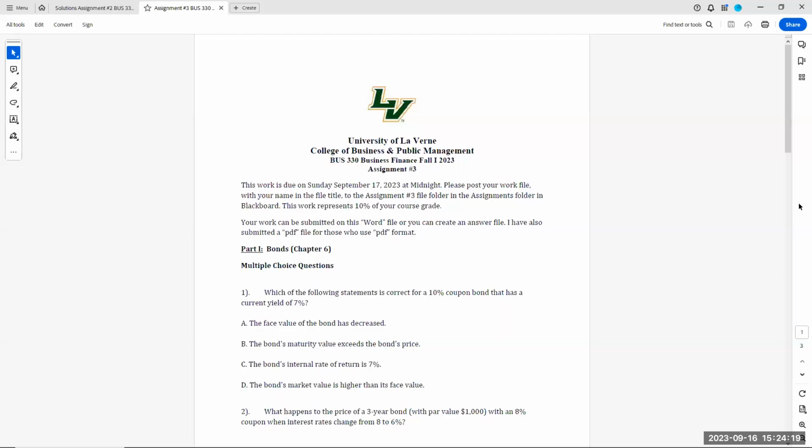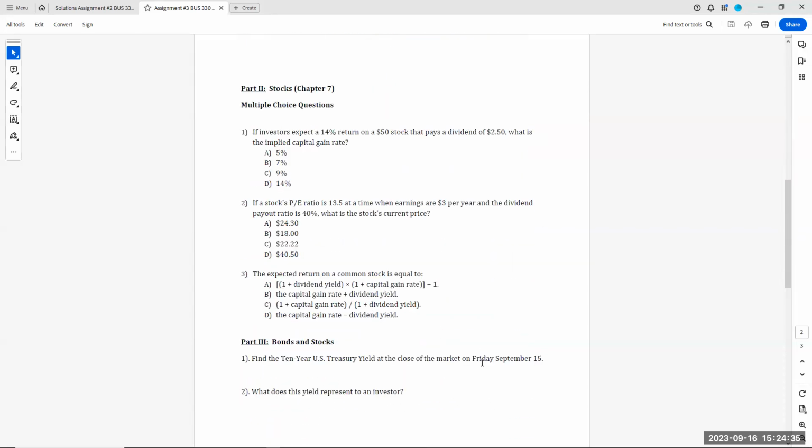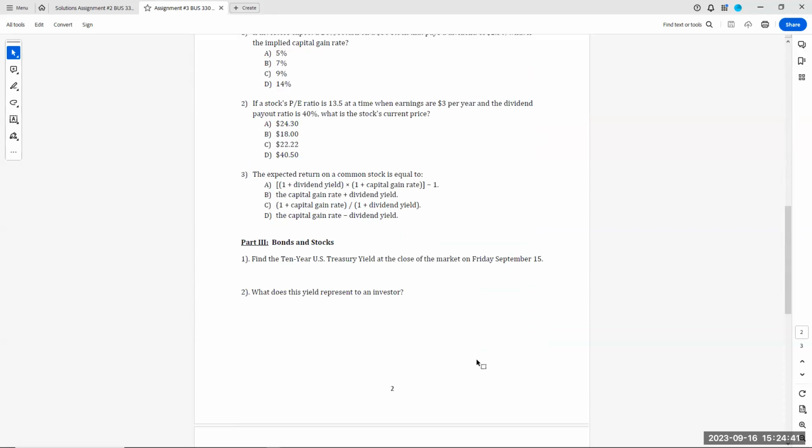So here is assignment 3, and it's pretty short. Again, it's work that asks you about bonds and stocks. It asks you to look at the definition of bonds, the definitions of how to calculate return, and what certain key aspects of stock price and valuation are. Then I ask you to do a research question.